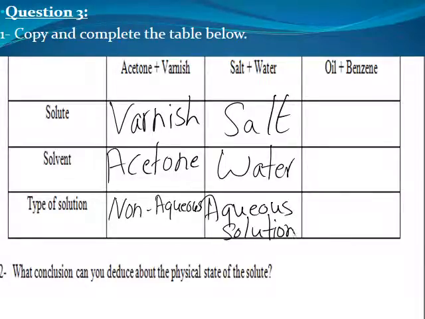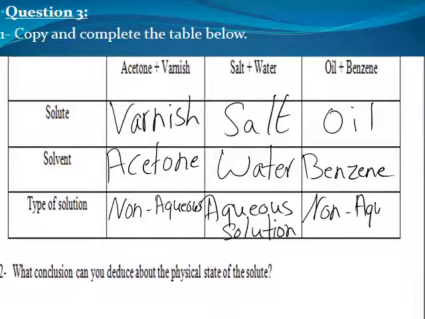Moving to oil plus benzene. Let's have Lua. Oil. Benzene. Aqueous or non-aqueous? Justify. Okay, thank you, Lua. Non-aqueous.